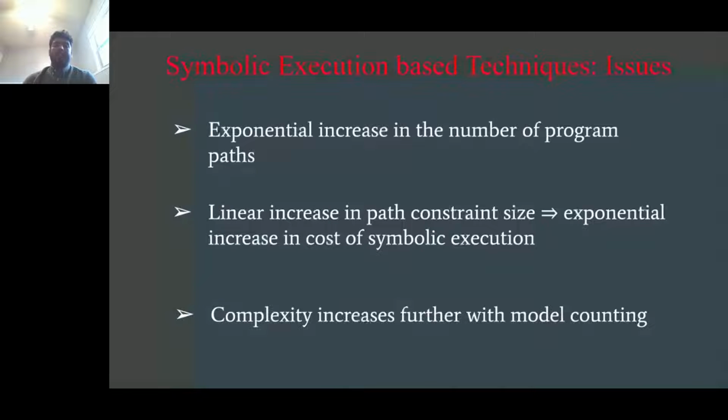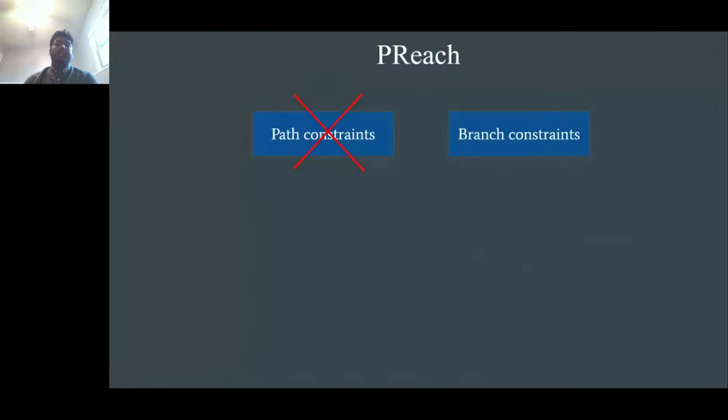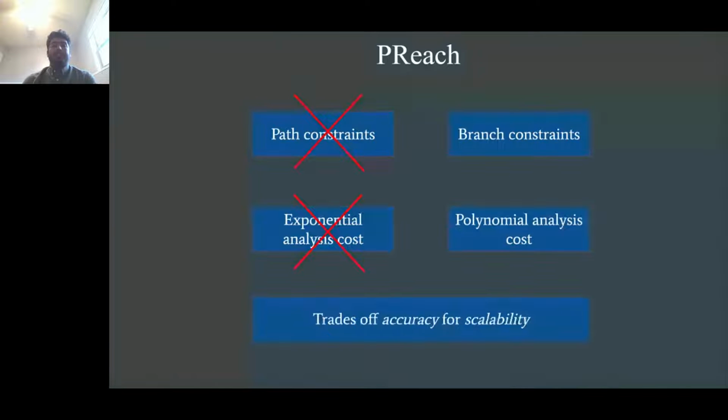The complexity can increase further if you are trying to use a model counting constraint solver for probabilistic analysis. Whereas symbolic execution-based techniques deal with path constraints, PREACH needs to deal with only branch constraints. As a result, the exponential analysis cost can be reduced to polynomial time analysis cost. We develop a technique, Bridge, that trades off accuracy for scalability.